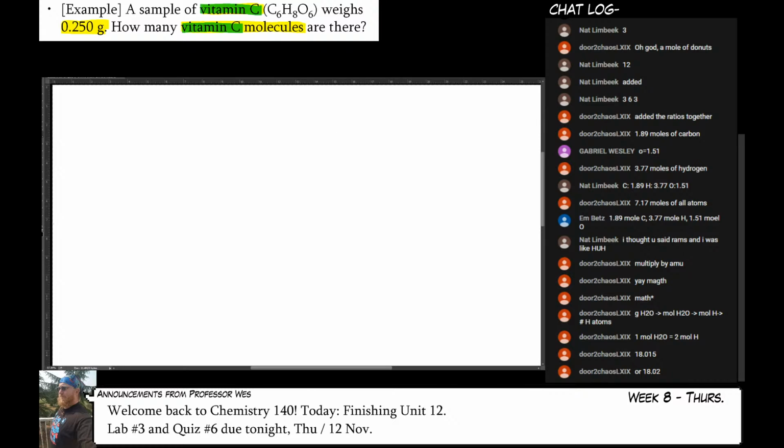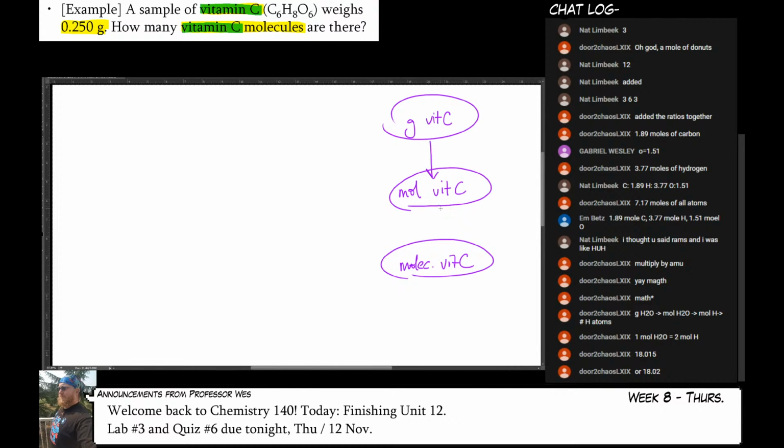All right, so I'm going to, oops, not write in sky blue for one. That's hard to see. I'm going to make our little chart here. So I started with an amount in grams of vitamin C. And our objective is to figure out the number of molecules of vitamin C. According to our chart, there isn't a direct transition, but I can turn grams into moles, and then moles into molecules. So that's what we're going to do.